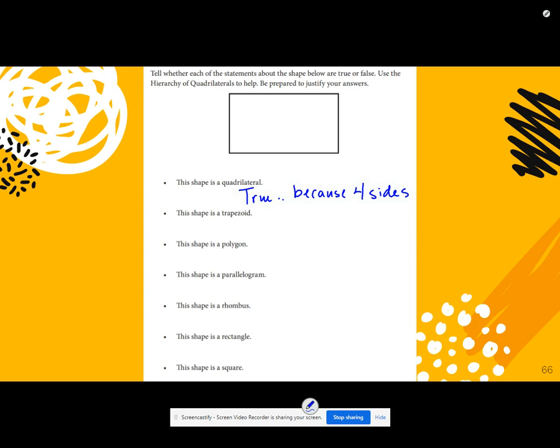All right. Is this shape a trapezoid? Pause the video, answer the question. No, it is not. This is false. How do you know? Because a trapezoid has 1 pair of parallel lines or sides. Remember, this is parallel to that, right? So that would be false.